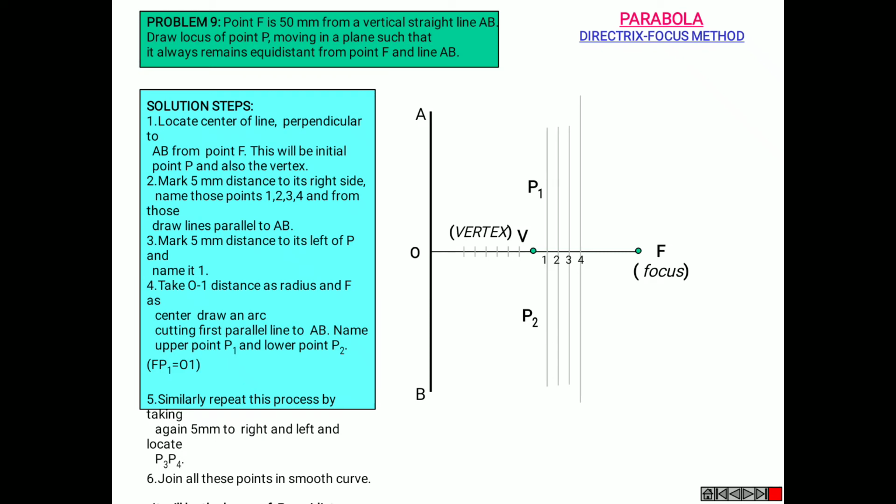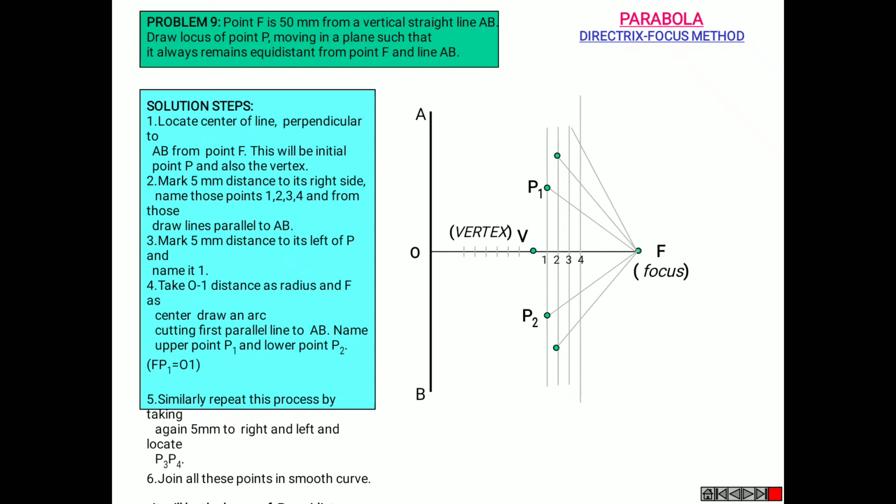Similarly towards your right. Now he is telling us to take O to 1 distance as radius and F as center, draw an arc cutting the first parallel line to AB, so that the points are P1 and P2. Next, O to 2 as radius and F as center, cut the second parallel line in order to obtain the points.